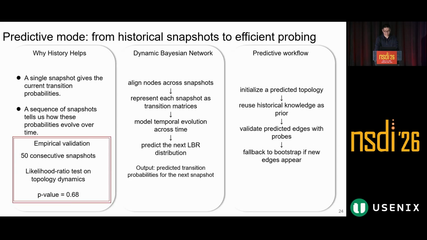Okay, let me summarize the predictive mode. BayWatch uses historical snapshots to predict the next LBR distribution with a DBN, then verifies that prediction with probes and falls back to the bootstrap mode when needed.